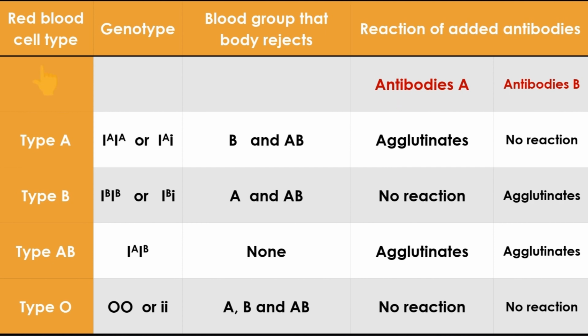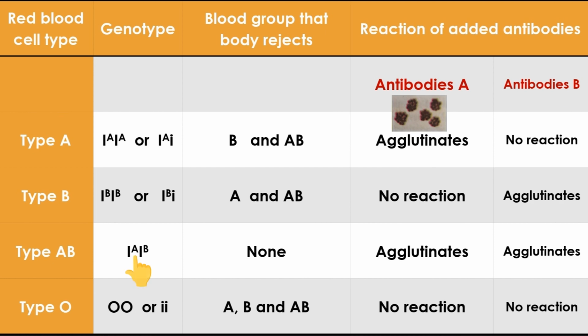In this table, red blood cell type refers to the type of red blood cells present. Genotype represents the genetic makeup of the individual. Blood group body rejects indicates the blood group that the body would reject in case of a transfusion. Reaction to antibodies A and B shows how the blood cells react when exposed to antibodies A and B respectively. Red blood cells that do not react with antibody remain evenly dispersed. Red blood cells that react with antibody clump together, giving a speckled appearance.